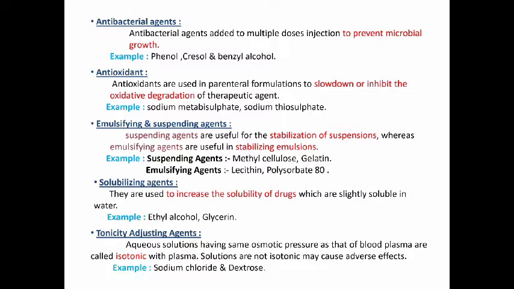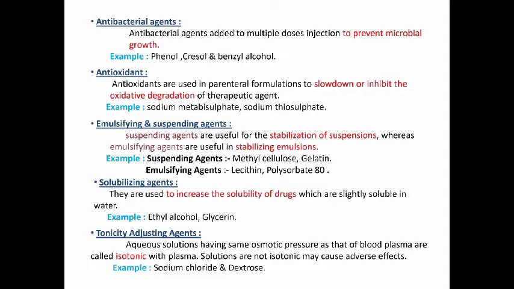Emulsifying and suspending agent. Suspending agents are useful for stabilizing the suspension, whereas the emulsifying agents are useful for stabilizing the emulsions. Example, suspending agents are methyl cellulose, gelatin. Emulsifying agents, lecithin, polysorbate 18. Solubilizing agents, they are used to increase the solubility of drugs which are slightly soluble in water.